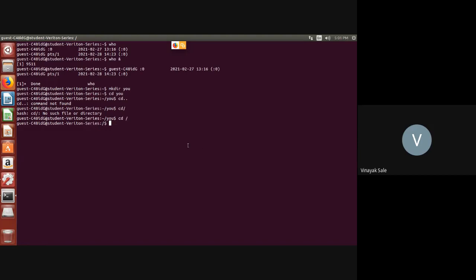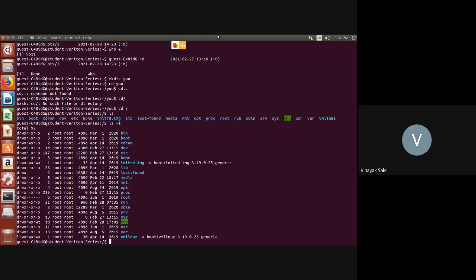Then the next command is ls. The ls command gives the list of the presently working files in the current directory. So you have written ls space minus l. It indicates how many directories and how many files.